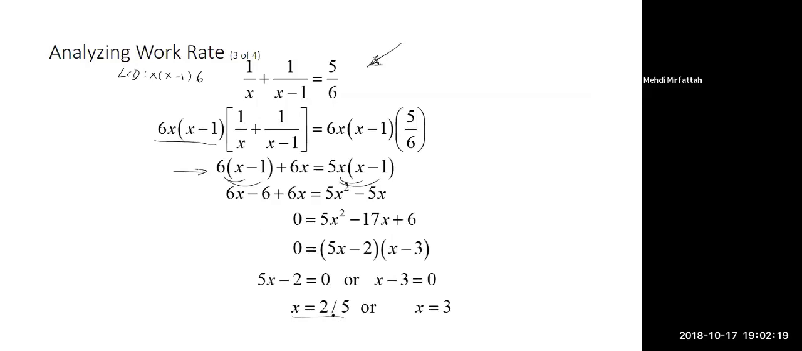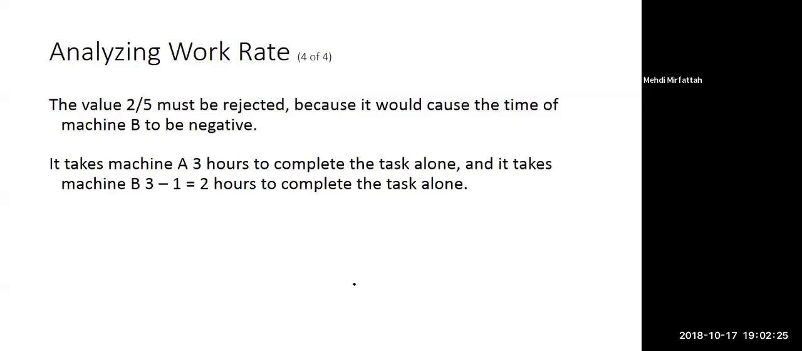X equal to 2 over 5 or X equal to 3. Now we have to see if these answers make sense or not. The value 2 over 5 must be rejected because it would cause the time of machine B to be negative. So it takes machine A 3 hours to complete the task alone. And it takes machine B 3 minus 1, which is 2 hours, to complete the task alone.